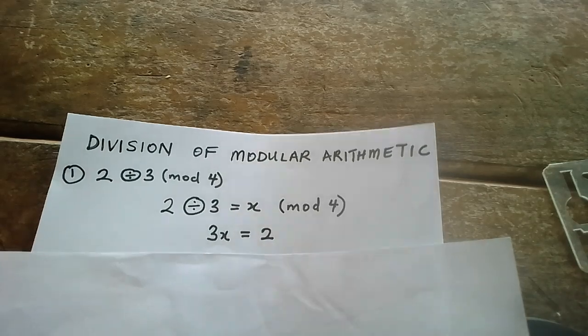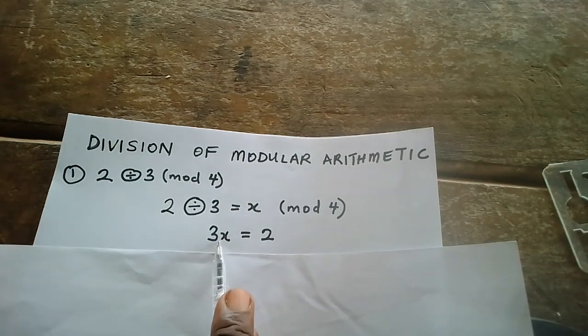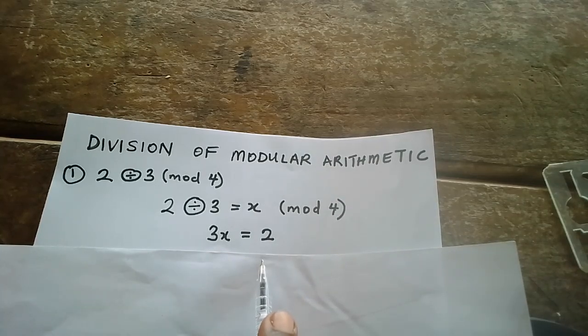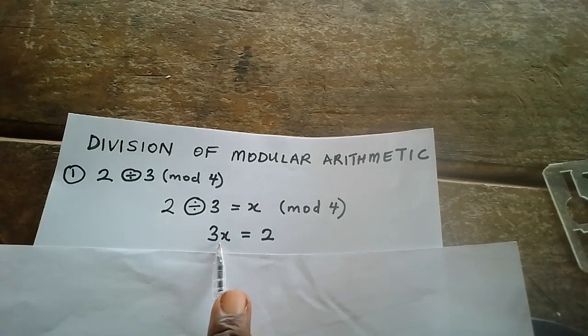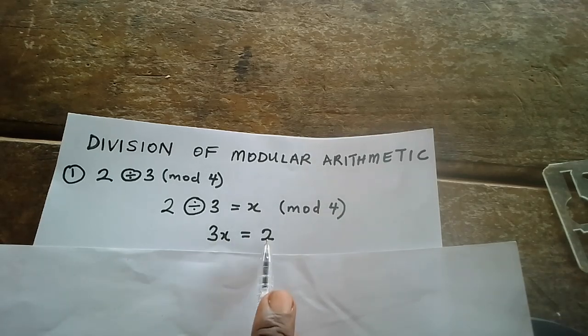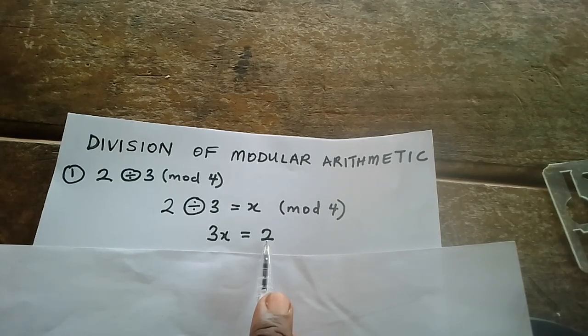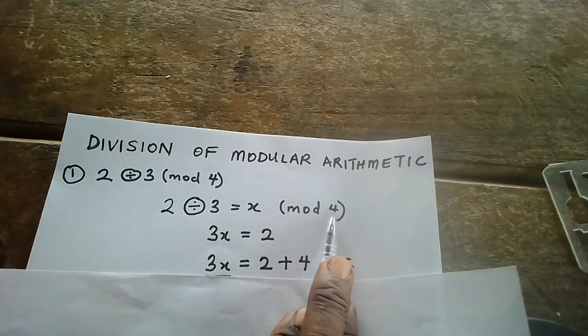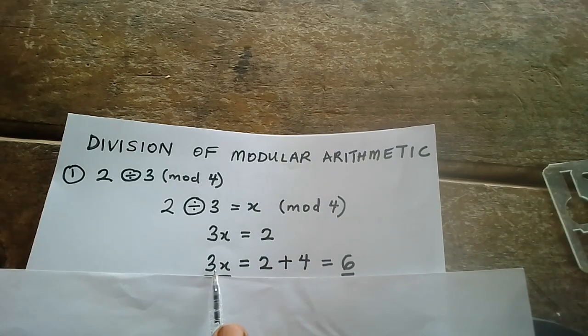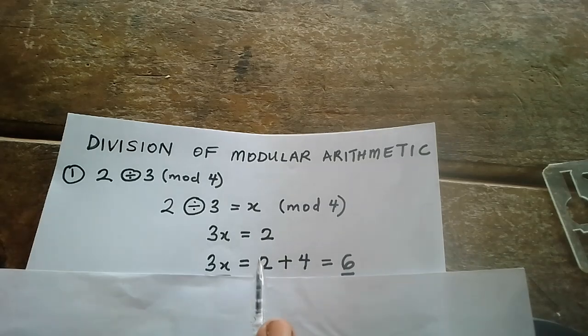Now, you realize that normally when we get here, what we needed to do is to divide both sides by 3 to be able to get the value for x. But the problem we have here is that whenever we divide in modular arithmetic, we are not interested in decimals or fractions. So if we divide both sides by 3, it remains x here. But if we divide 2 by 3, it's going to give us a fraction or decimal. So because this is written in mod 4, we will continue to add 4 till any time we divide this by 3, it will give us a whole number.